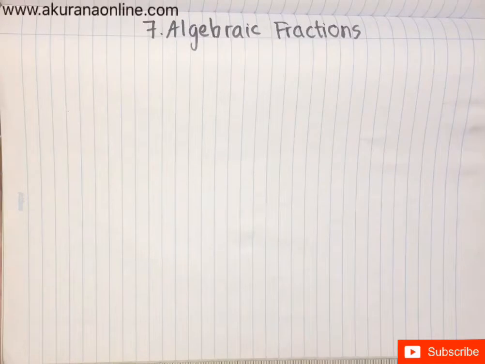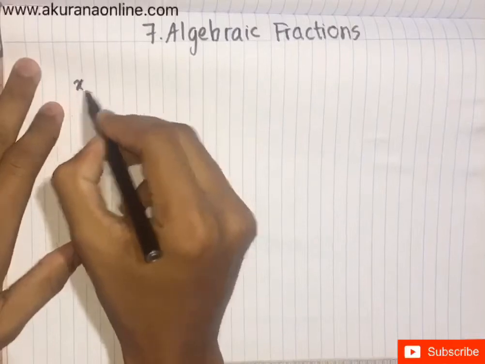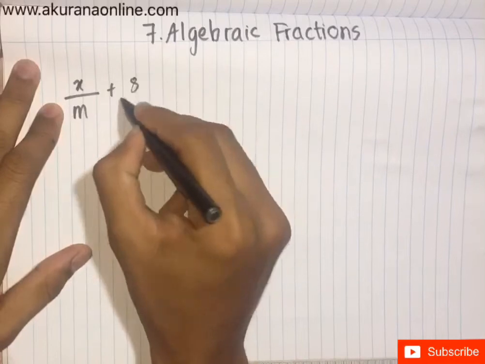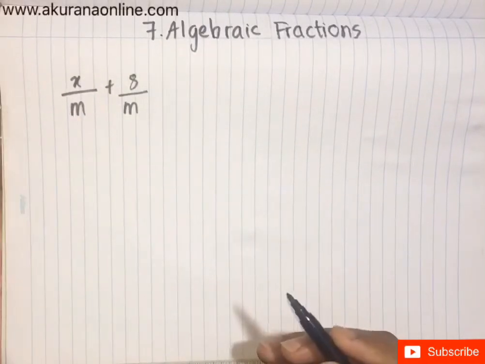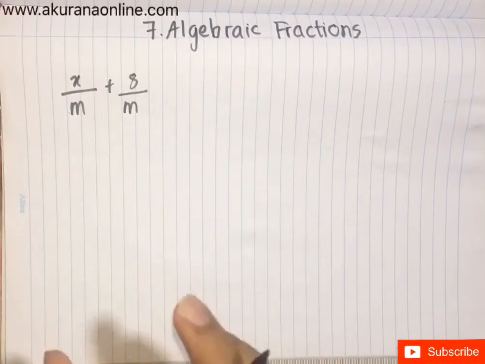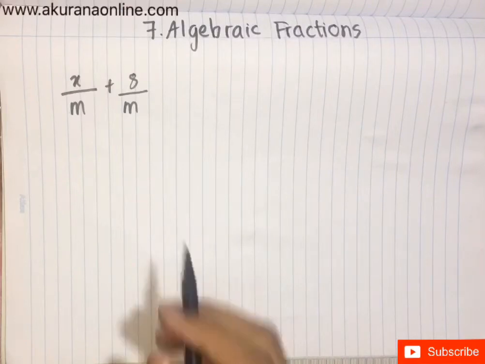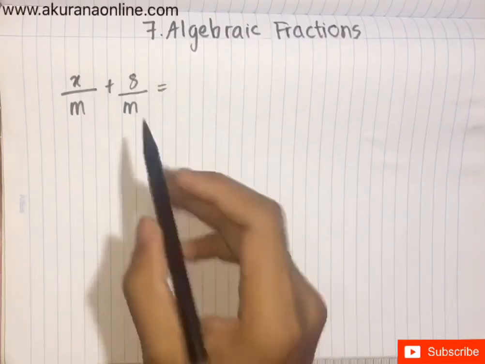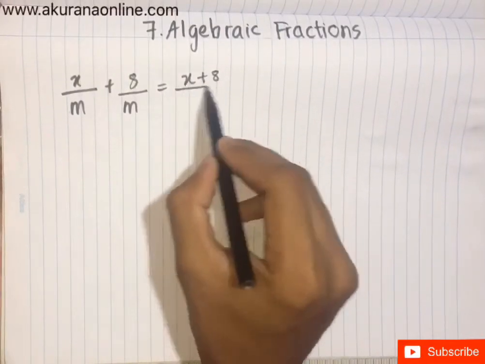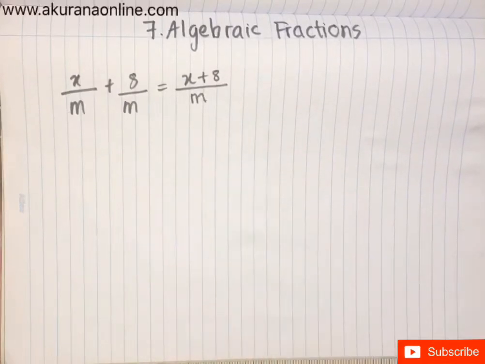Now, let me revise your lesson. If you remember, you have studied these types of fractions, how to add them. Whenever you add or subtract fractions, you should always have the same denominator, or else you have to find out the LCM and make it the same. Here, since the denominators are the same, you just add the numerators. That will give you x plus 8 over the denominator 8. These things you have already studied.